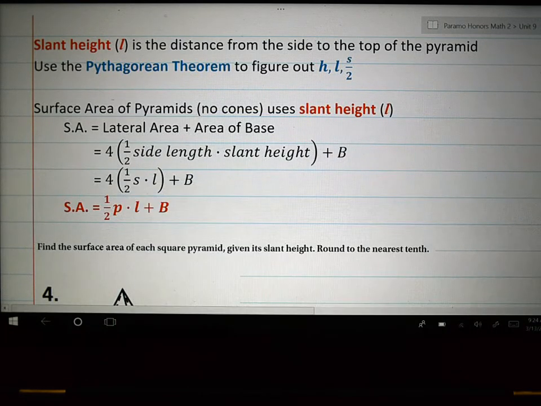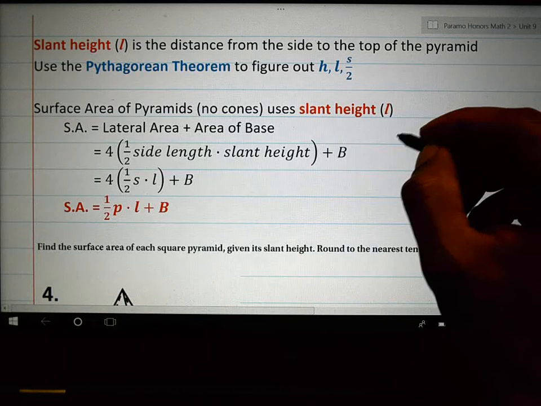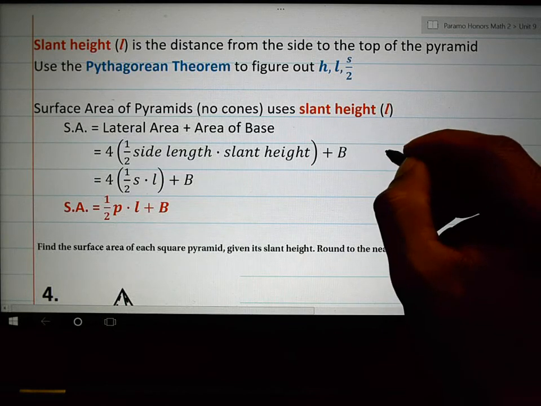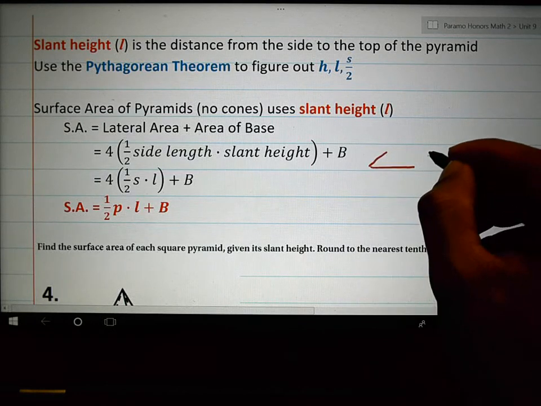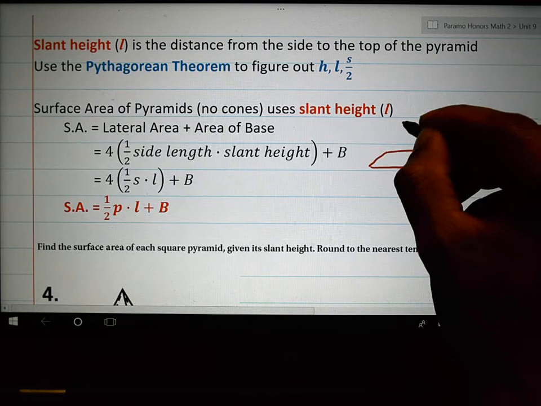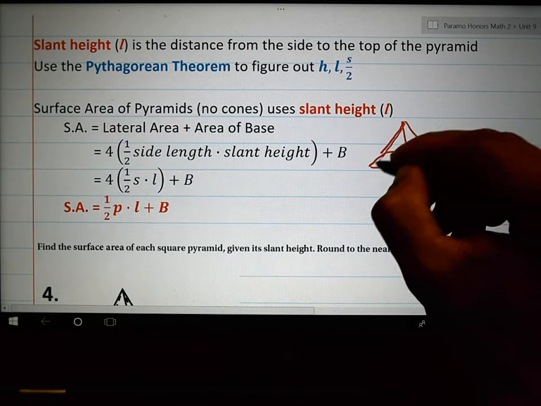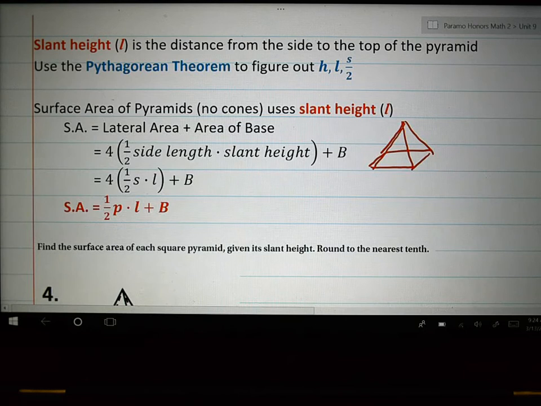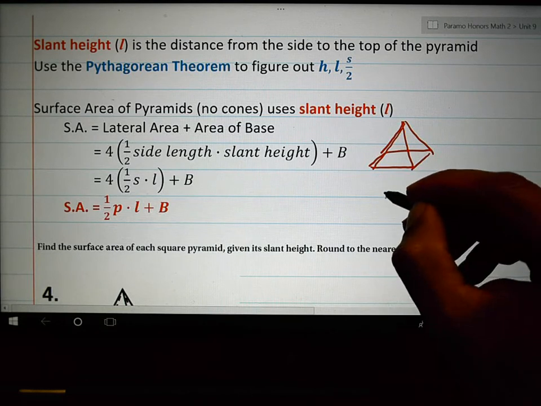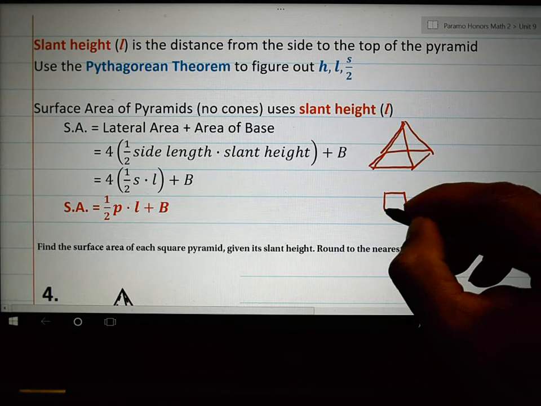When I think of a pyramid with a square base, let me just kind of draw a square base pyramid. That's supposed to be a square base pyramid, okay? If I were to open it up, this is called the net.